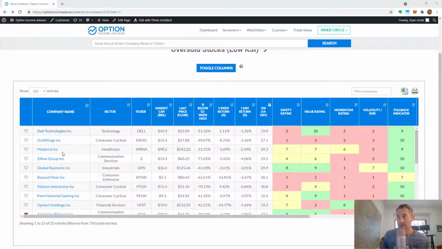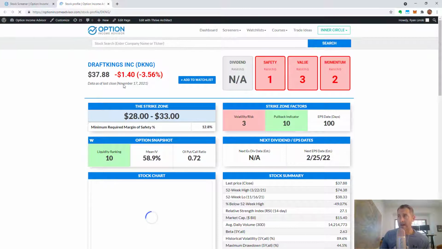So looking at some of these, DraftKings, they're down to 15 billion in market cap. Zillow's down to 15 billion in market cap. Peloton's down to 15 billion in market cap. It makes these a little bit more attractive even from that perspective. So, again, this is meant to be kind of an idea generator. And remember, you can always click on any one of these, go directly to the stock profile.